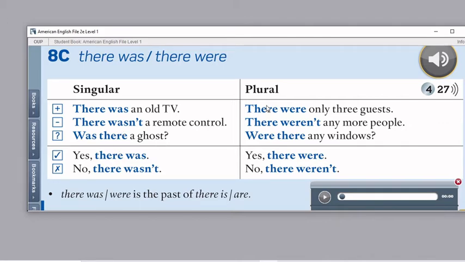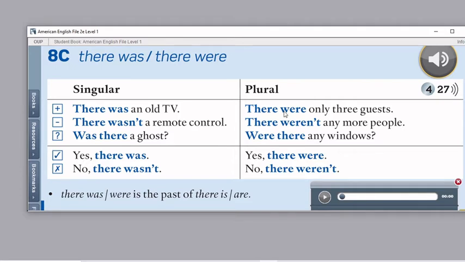plural. There were, affirmative. There weren't, negative. Were there, interrogative. Notice that also we use any, negative, plural, any, interrogative, plural, and these are the possible answers. There were only 3 guests. Here we have a definite number, but also you could have said there were some guests. Some also can be used in the simple past, plural, affirmative.